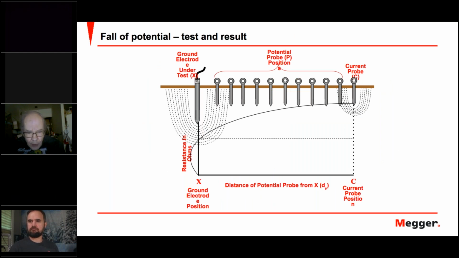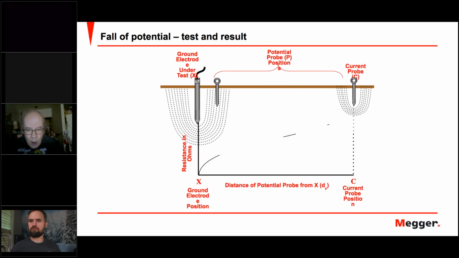And so this is what we're looking for. We're going to graph the resistance measurements with distance. Okay, next. And if we can keep clicking these, I think this is going to show you that you're going to be moving the potential probe and taking a series of measurements, and then typically you will graph them against distance.